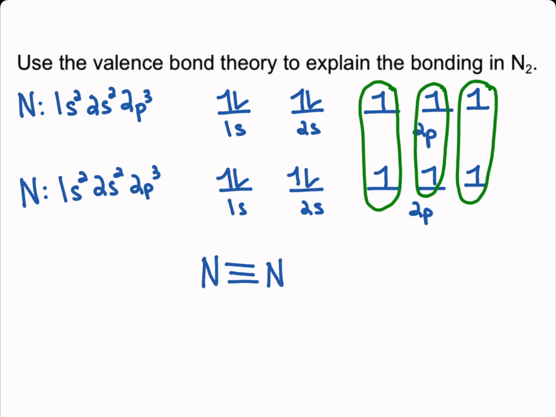So we can draw the Lewis structure that shows 3 bonds, and we should also show the lone pairs. Remember, the lone pairs are these 2 pairs of electrons. Now let's go ahead and describe the sigma and the pi. Now, all single bonds are sigma, so this is 1 sigma, and the rest are going to be pi. So N2 has 1 sigma bond and 2 pi bonds.